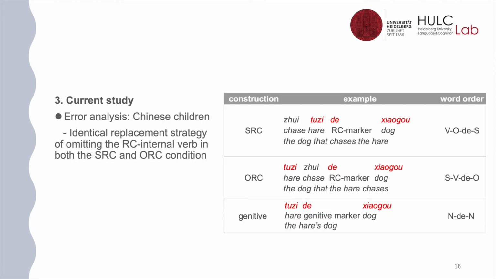Regarding errors, Chinese children relied on an identical replacement strategy of omitting the RC internal verb, resulting in a genitive construction in both the SRC and ORC condition. It can be seen that the omission of the verb in RCs gives the three structures the same appearance, which is marked in red.